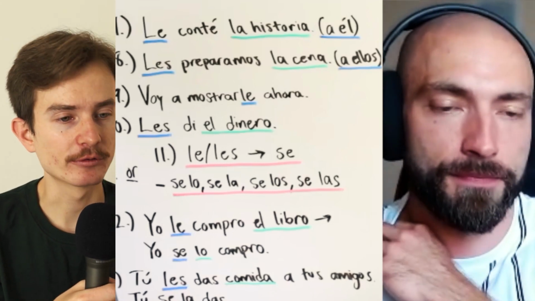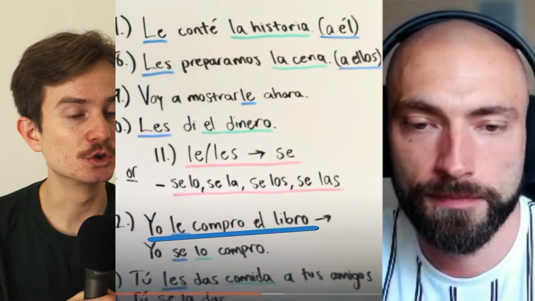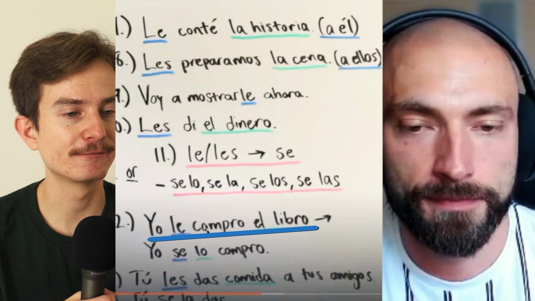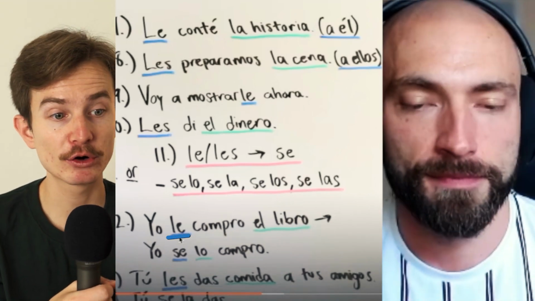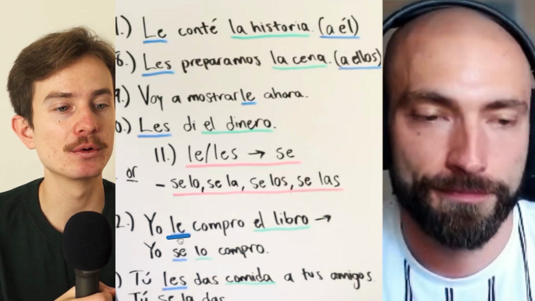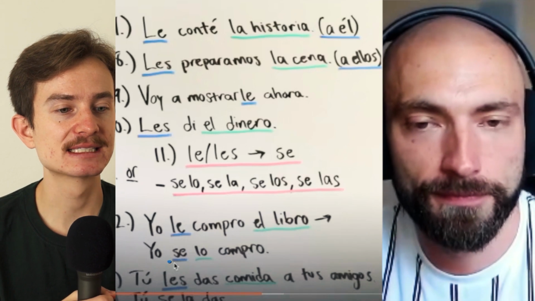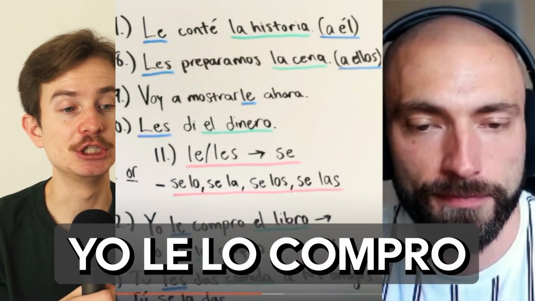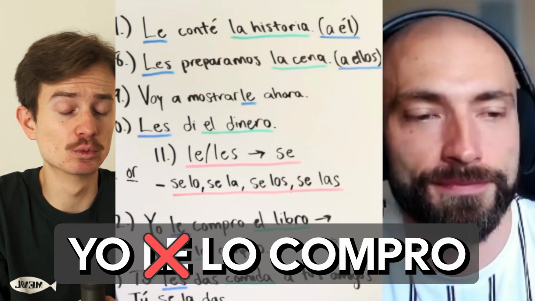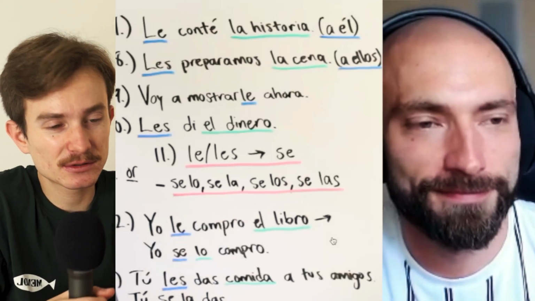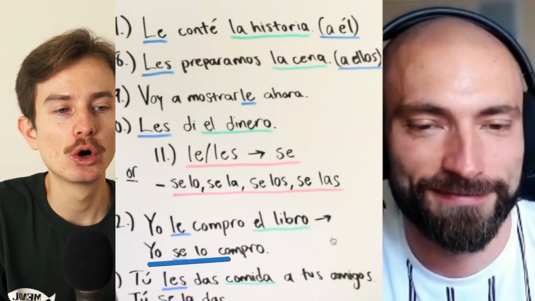So looking at number 12, yo le compro el libro. Okay, so once again, this is the direct object because it's being directly affected by the verb compro. And we have le because this person, we don't know if it's he, she, or usted. We don't know because we don't have context. Now, this le becomes se because you can't say yo le lo compro because this is just the way it is. It's just the rules. Because it sounds weird, maybe it's a little tongue twister. Who knows? It's just the rules. So we say yo se lo compro.